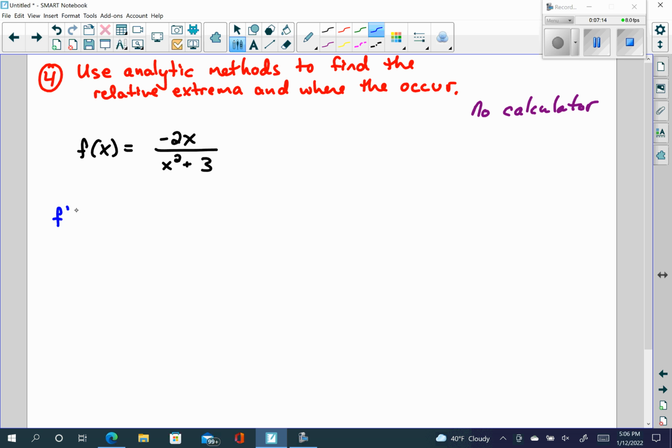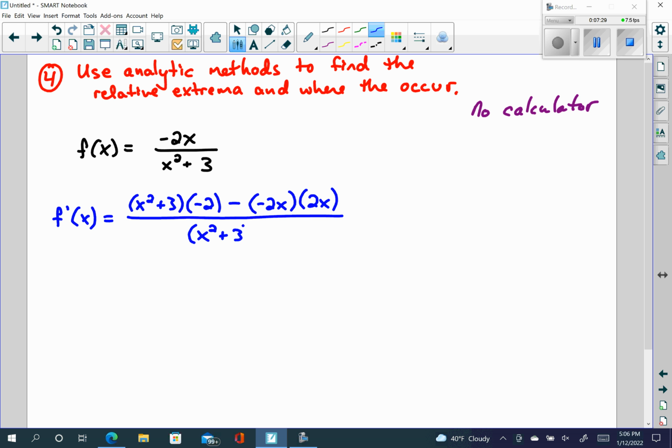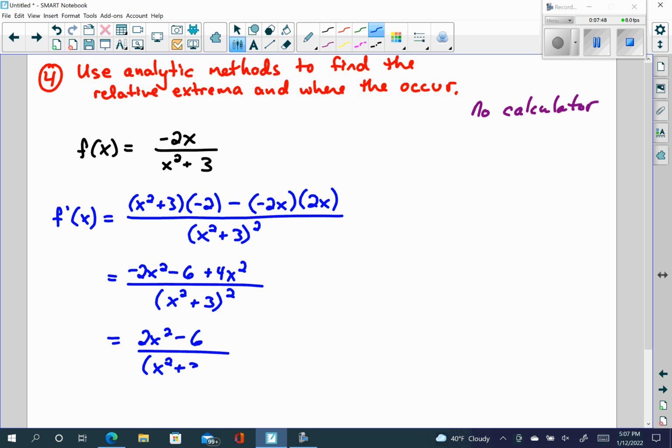So using the quotient rule here to find our first derivative, we have low d high, which would just be a -2x, minus high, and then d low would give us a 2x, all over low, so we get x squared plus 3 squared. All right, so distributing this -2, we'll get a -2x squared minus 6, and then this last part will turn into a plus 4x squared, all over our denominator. Combining our like terms up top, we'll get a 2x squared minus 6 all over that denominator.